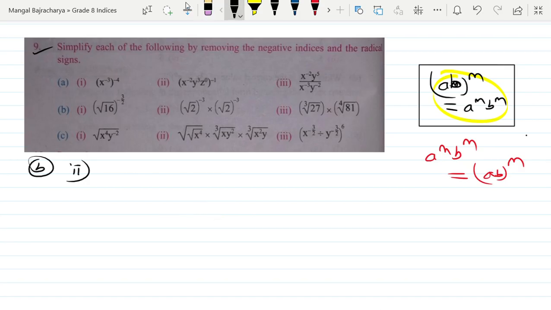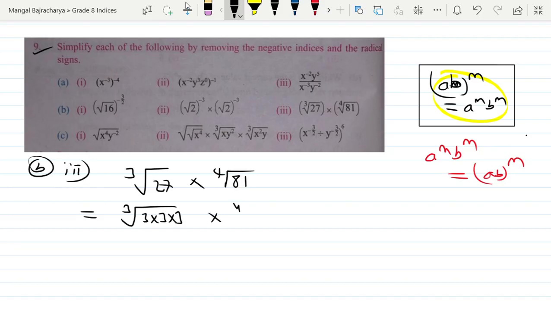So in number 3 there is cube root of 27 into 4th root of 81. So individually we'll deal with them. So 27 is 3 into 3 into 3. And 4th root of 81, 81 is multiplying 3 with 3 four times.